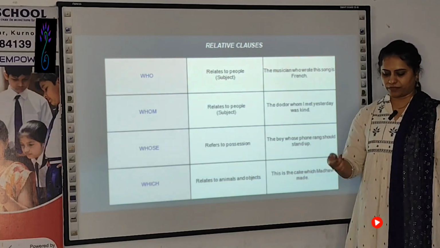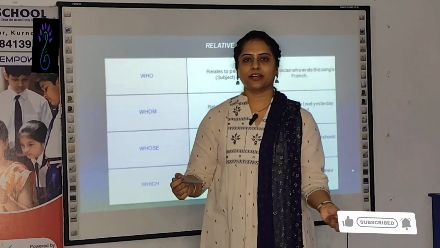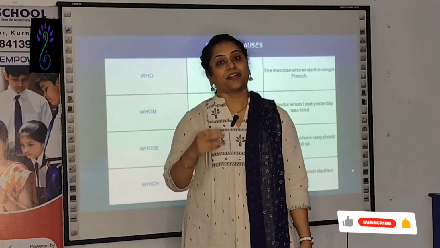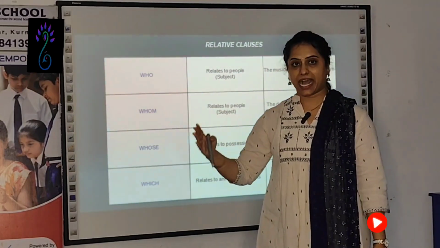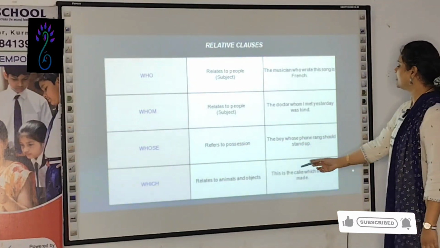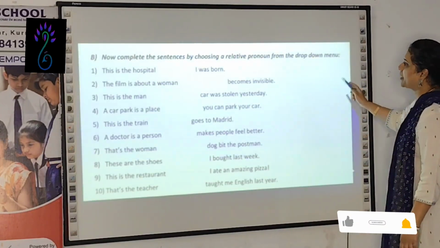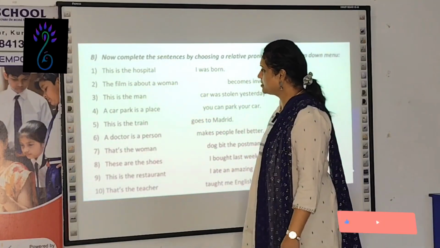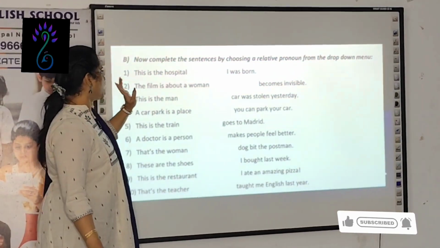Which relates to animals and objects. This is the cake. It is very tasty. I made it. The cake which I made is tasty. Like that you can join. Okay. This is the cake which Madhavi made. Now we'll see some of these examples and how we use relative pronouns.